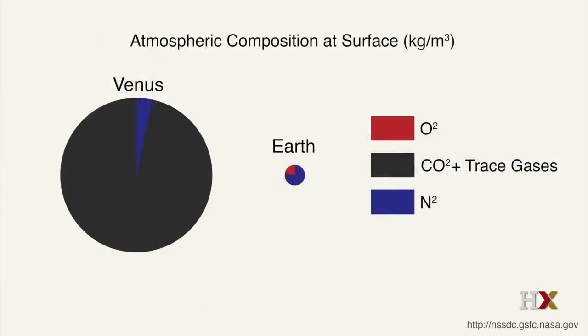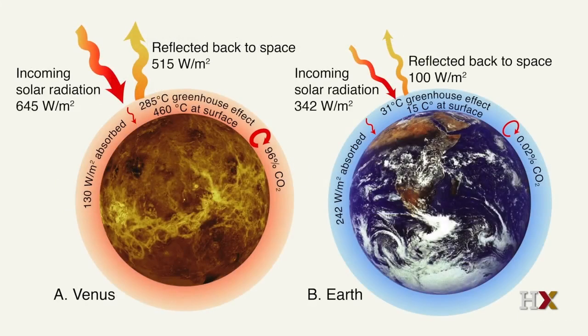Venus's atmosphere is 100 times denser than the Earth's and composed almost entirely of carbon dioxide, as well as some other trace gases that make it a very powerful greenhouse atmosphere. And that's why the surface of Venus is 460 degrees Celsius.